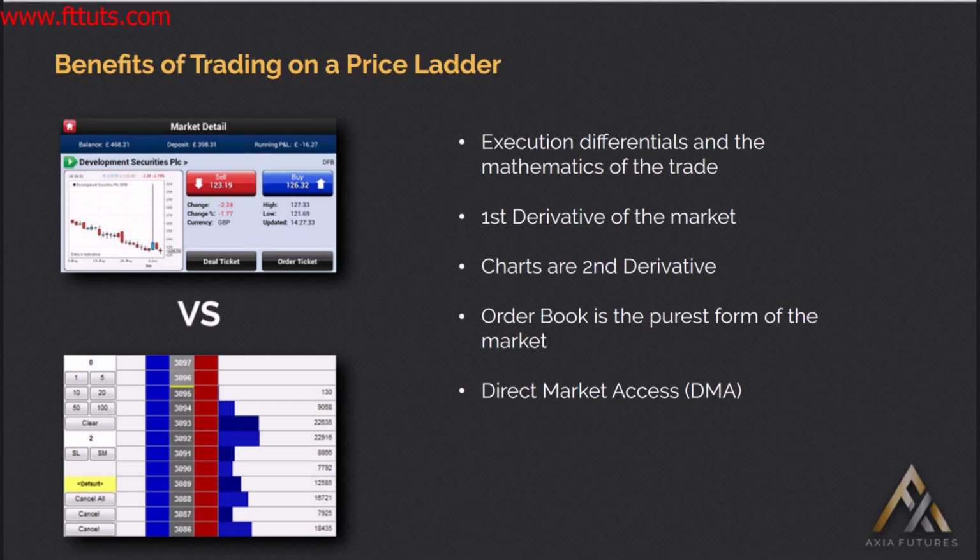So really, as I've just summarized here, it's the execution differentials and the mathematics of the trade that makes sense if you are an intraday trader. If you're a longer term swing trader, it doesn't matter that much, but it depends how much leverage you'll be executing. Just remember, the price ladder is the first derivative of the market. It's the raw price action, so you have direct market access. Everything else, whether it be a spread, or the chart, if you execute on the chart, you're not getting the real information. Just also understand that charts are second derivative. The order book is really the purest form of the market, and you have direct market access, as we have been mentioning.